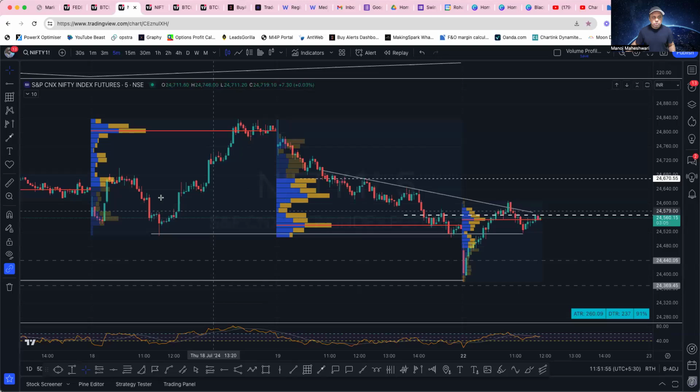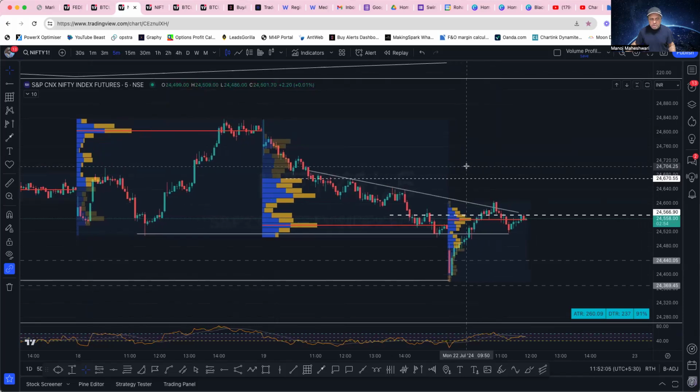So I'm going to share my chart here with you guys. Here goes. This is the chart of the Nifty Futures. What I've done is I'm using the sessions volume profile, which is giving me the profiles for Thursday, Friday, and today.